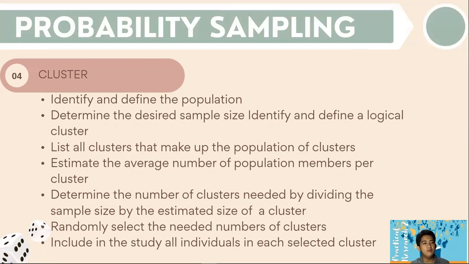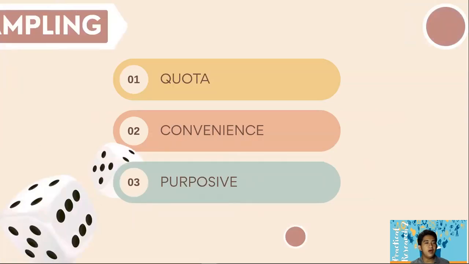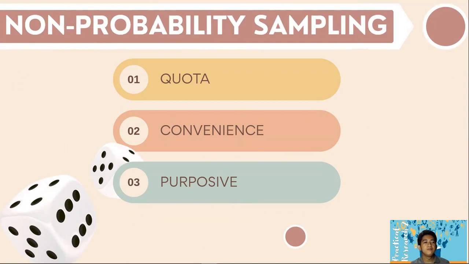So that's for the probability sampling. Again, we have simple random, systematic, stratified and cluster sampling for probability sampling. For the non-probability sampling, we have three: quota, convenience, and purposive sampling.